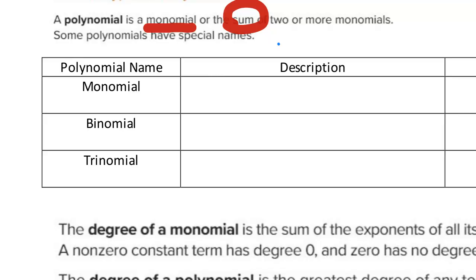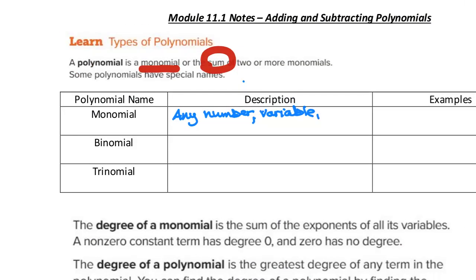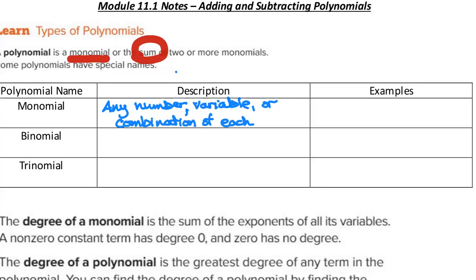A monomial is any number, variable, or combination of each. Any number, variable, or combination of each resulting in one term. In one term.